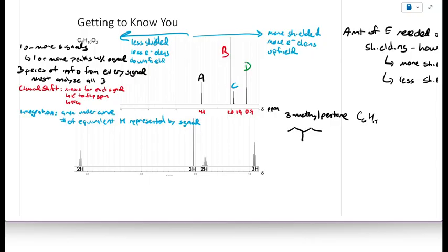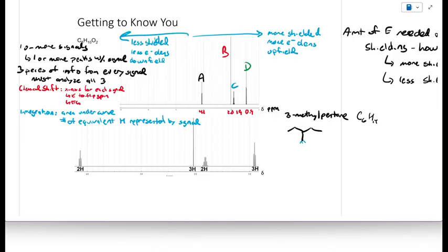Okay, so if we look at this molecule, we can ask a couple of questions. We can ask how many hydrogen NMR signals we would expect for this molecule, and we could talk about what their integration might be. Integration tells us the number of equivalent hydrogens represented by a signal. So what does it mean to be an equivalent hydrogen? If we look at the 3 hydrogens on this methyl group, I'm not going to draw the H's in, but those 3 sticks represent the 3 hydrogens.